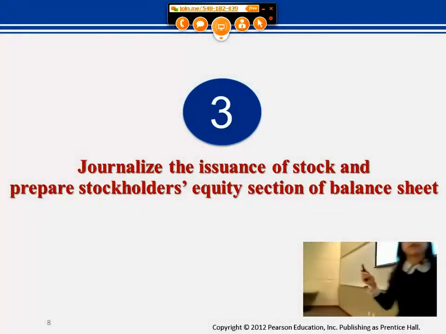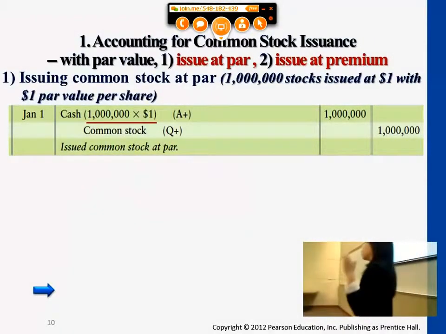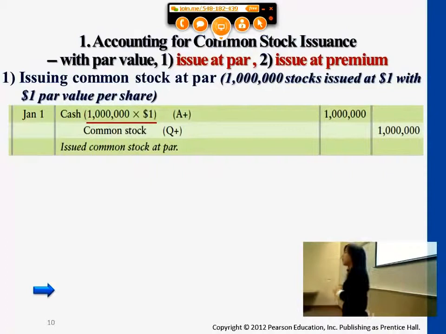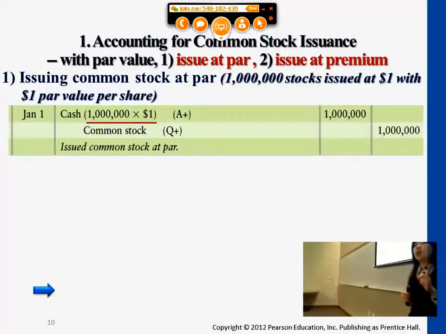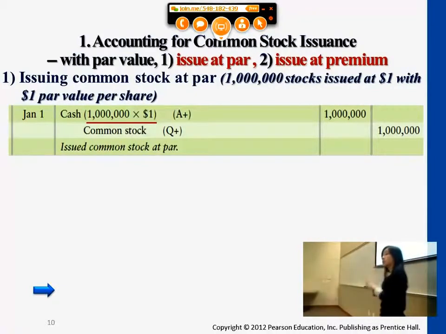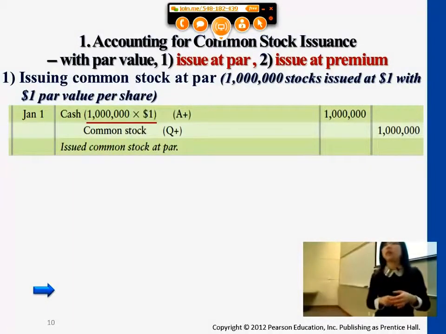Okay, so let's take a look at the first case. Let's say we're issuing stock, and at the beginning, the face value and the issue price coincidentally are the same. The face value of each stock is $1, and we're also issuing the stock at $1. Now let's say the number of stocks issued is 1,000,000.